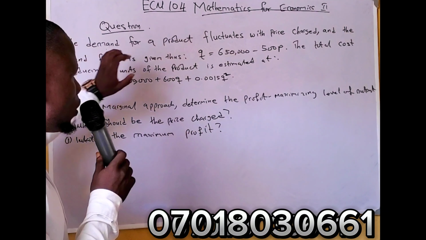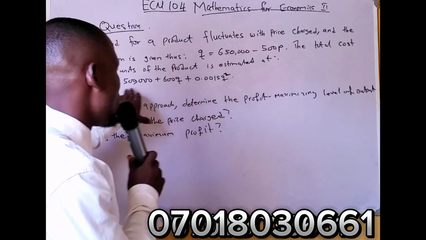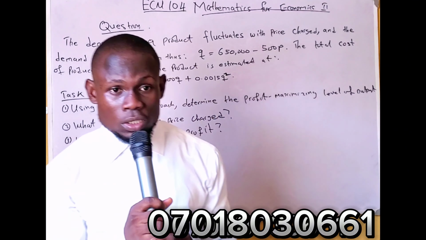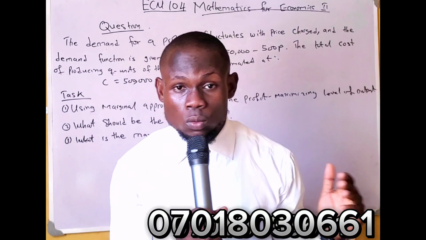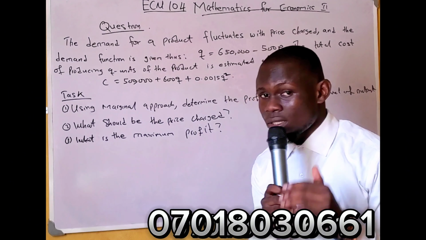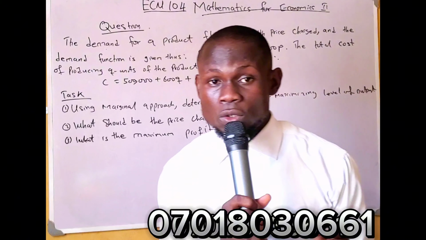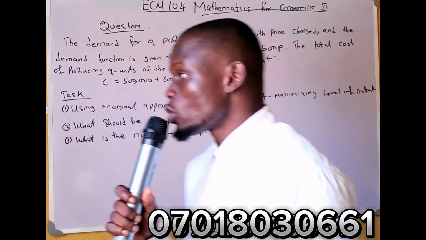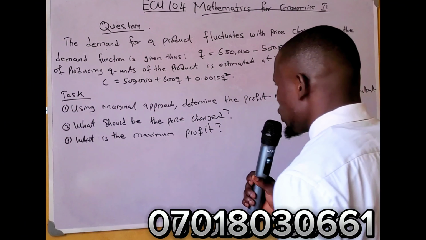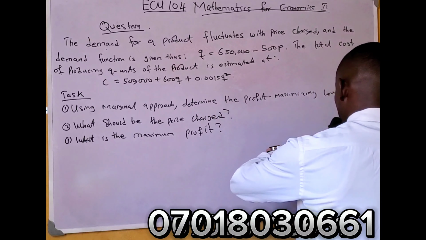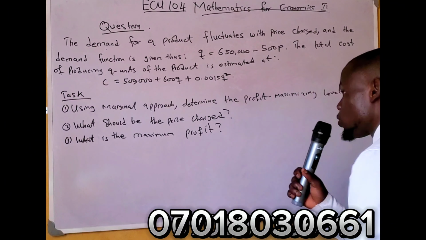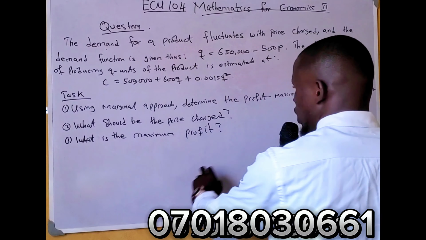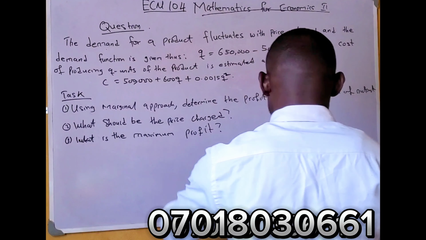So now we have our quantity demanded function and we have our cost function. Now, why am I taking time to actually explain the question? Because this is just a word problem. So you have to understand what you are up against before you can actually take your pen and start calculating it. Alright? So now the task: we are asked to use the marginal approach to determine the profit maximizing level of output. And we are asked what should be the price charged and what is the maximum profit.